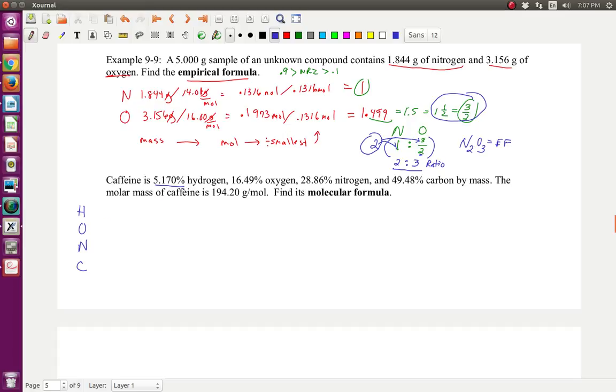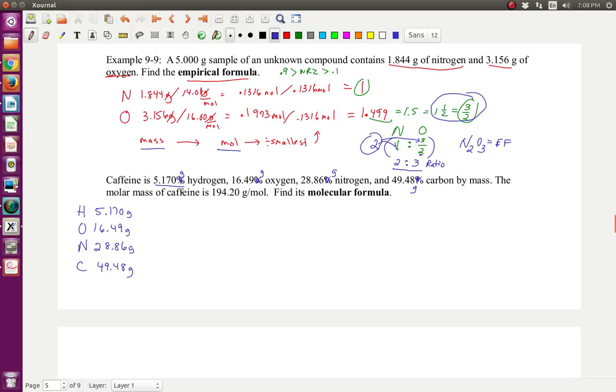The first step, if you're given the percent by mass, the percent composition, is to turn the percent to grams. So I'm not going to write down percentage. I'm just going to turn each of these into grams. Now I can just write down my grams: 5.170 grams of hydrogen, 16.49 grams of oxygen, 28.86 grams of nitrogen, and 49.48 grams of carbon. Now I have mass.